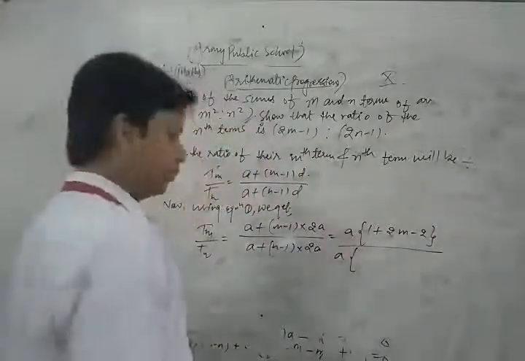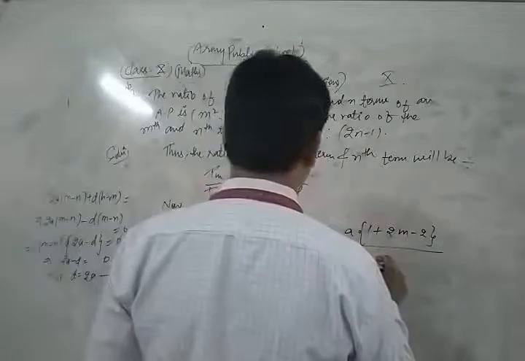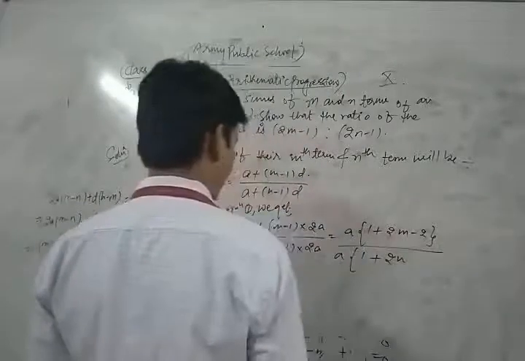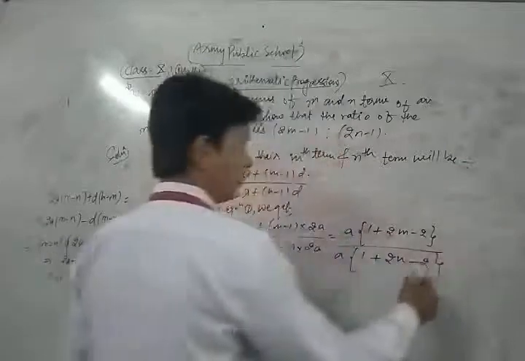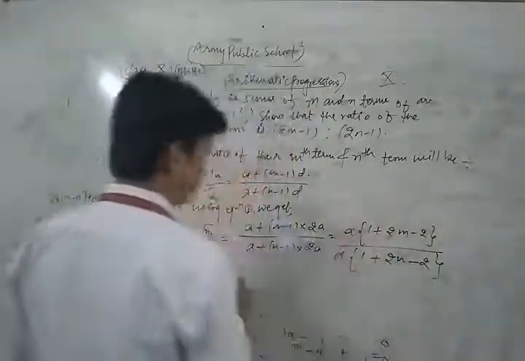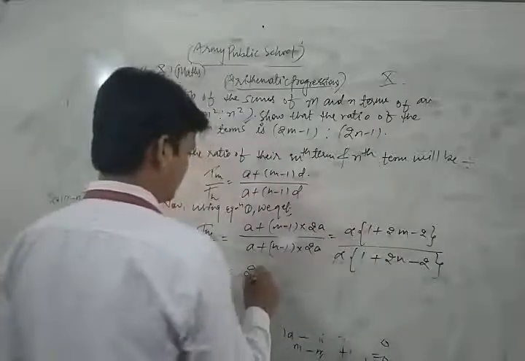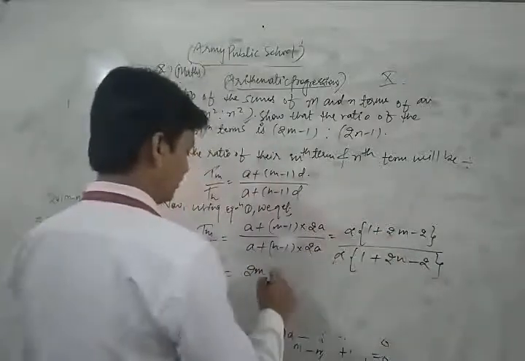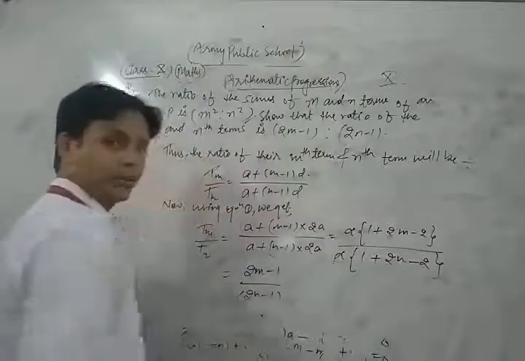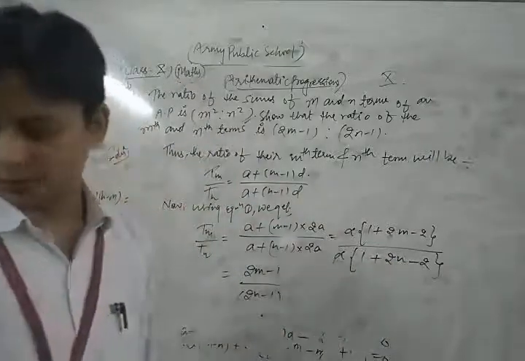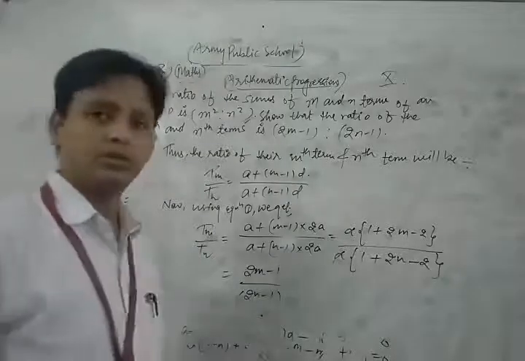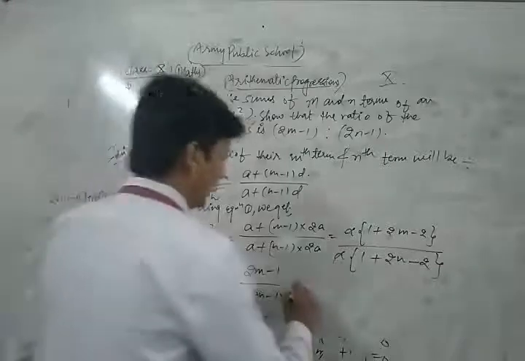So if we take a as common, we get 1 plus 2m minus 2 upon 1 plus 2n minus 2. Now let's see, cancel each other, so we get 2m minus 1 upon 2n minus 1. Okay, so this is our result, 2m minus 1 upon 2n minus 1. Thus this is hence proved.